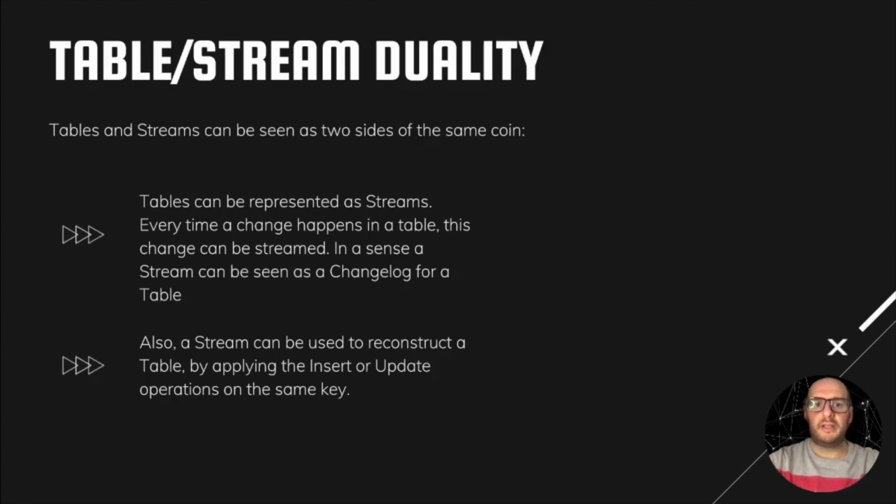Table stream duality is a concept in which we can see that tables can be represented as streams, and streams can also be represented as tables. So they're basically two sides of the same coin. Tables can be represented as streams of changes, right? So every time there is a change in a table, we can stream that change. Also, a stream can be used to reconstruct the table. So if we have a stream of events, we can apply insert or update operations on the same key, and we will end up with the same table that we originally had.